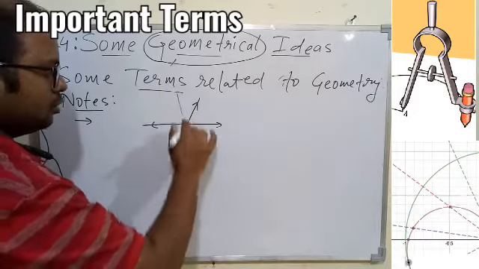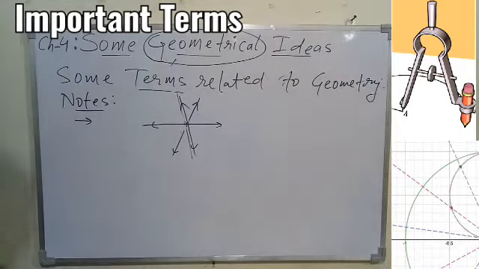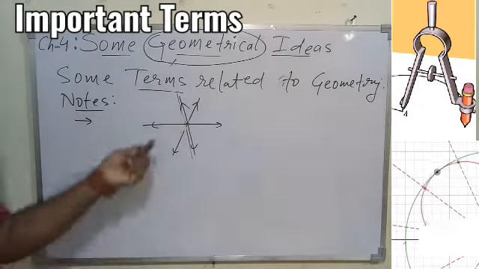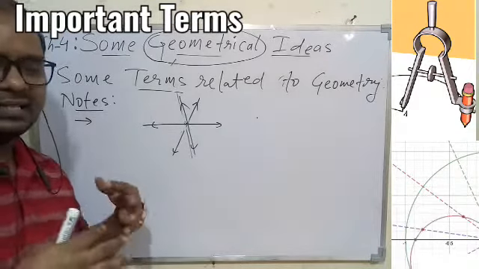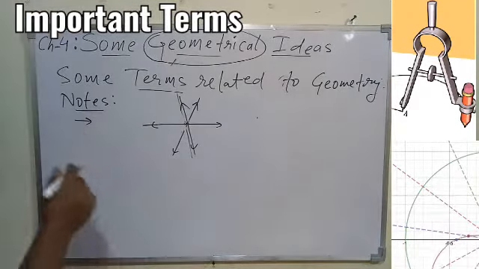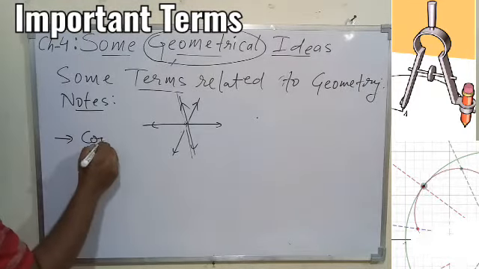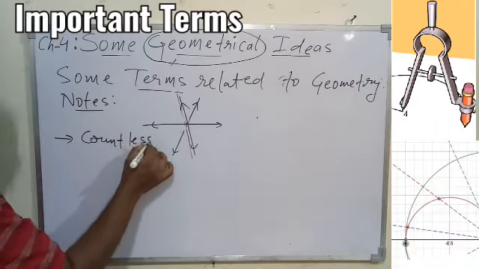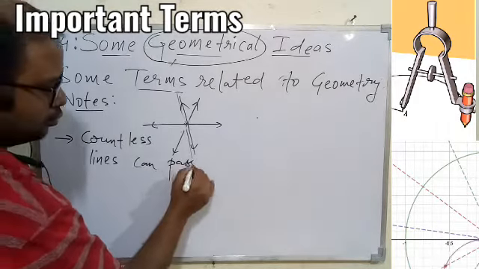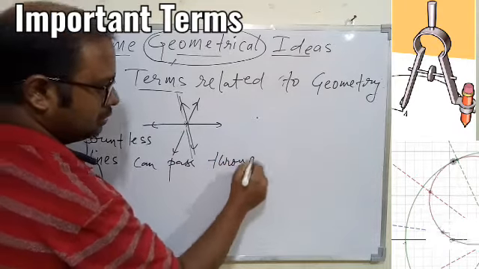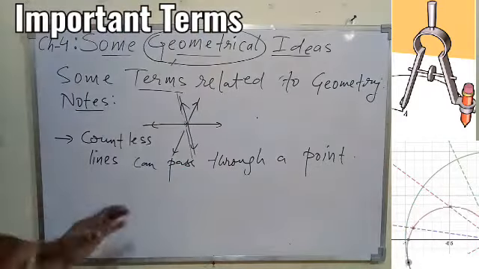So through a particular point, how many lines can pass? That is countless. If we have a single point, through a single point infinite number of lines can pass. That is one thing you should remember, that is countless lines can pass through a point, through a given point, one point.